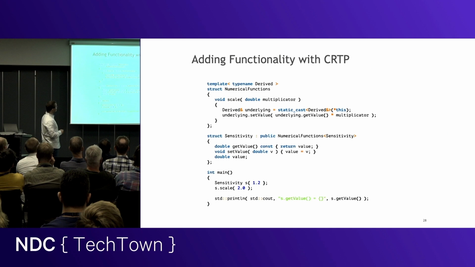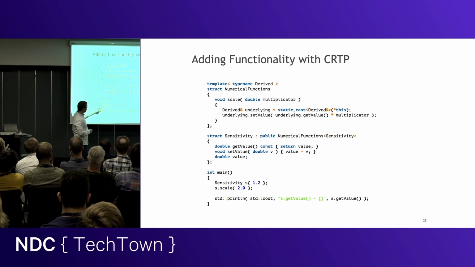So again, this is an example for CRTP. You now recognize this with this derived name up here. The base class provides a scale function, which, however, eventually calls some get value and set value on the underlying type, the derived type. These two functions will be provided by the derived type. Now, in the main function, I create a sensitivity object, some initialization, and then I call scale. Well, I call the function on the base type. But the base type knows fully well what it is, so it can call the derived class's get value and set value functions. Good, so this works nicely.